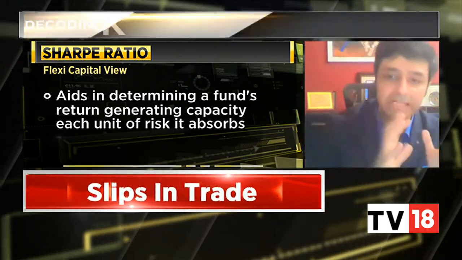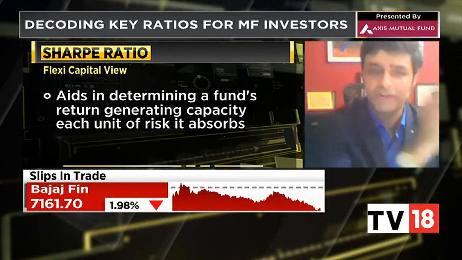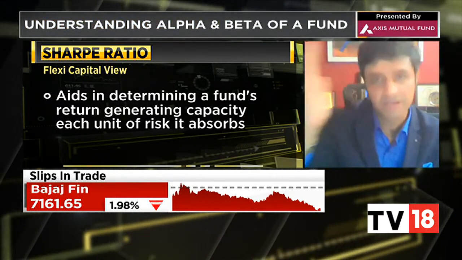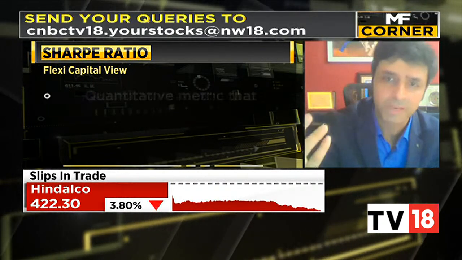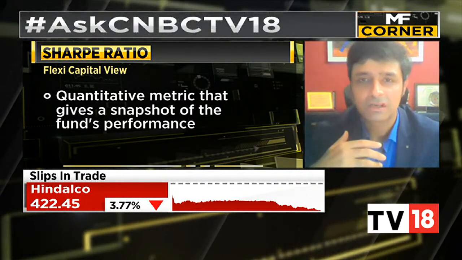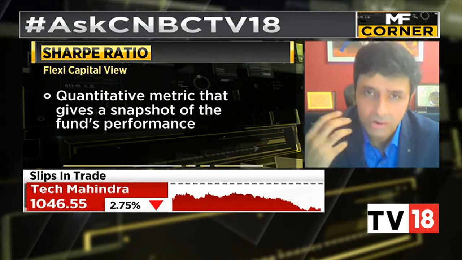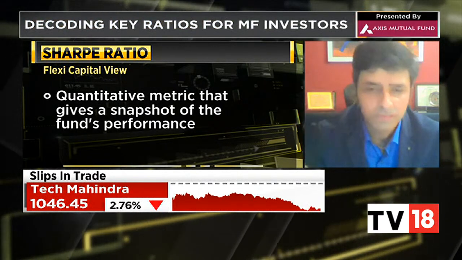And therefore, when you combine these 2, the Sharpe ratio is nothing but the mutual fund returns minus the risk-free rate, which is the government security or risk-free return that you get from investing in a government paper, divided by the standard deviation. Now, this obviously is again a quantitative metric that gives you a snapshot of the fund's performance.